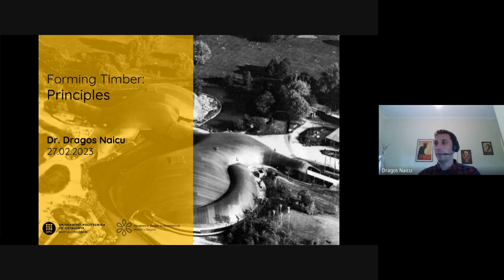So today we'll be talking about forming timber and some principles related to that. What does it mean to form timber, to make something out of timber?